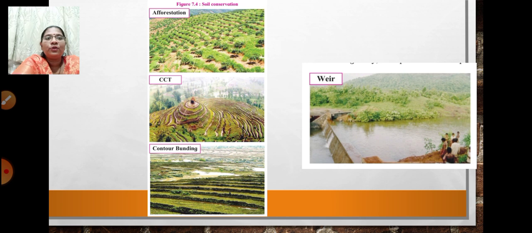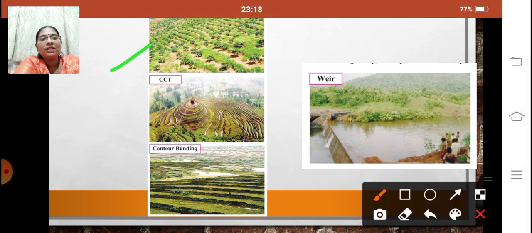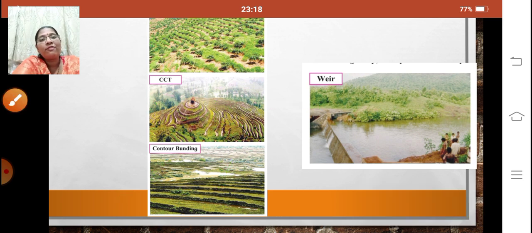Here you can see afforestation. This is afforestation, this is CCTs, this is contour bunding, and this is the Jal Yukt Shivar. This is contour trenches where you can see slopes over here. All these are slopes. This is contour bunding. And this is afforestation, where trees are planted to stop soil erosion. That is planting new trees, that is afforestation. So these are some types of soil conservation.